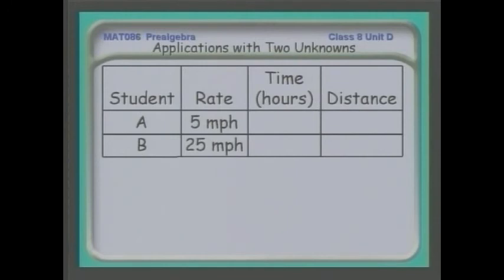Student B leaves at 25 miles an hour. What do you know now? Here's the key to the problem. They both leave the house at the same time and travel until they meet.